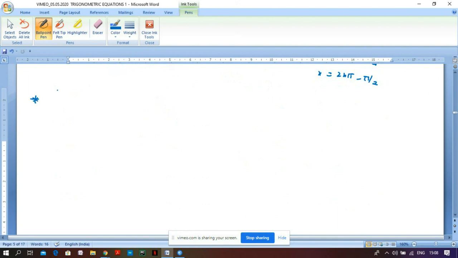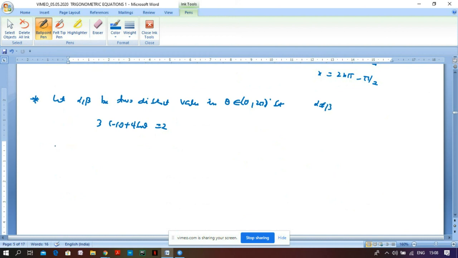Next is a little different thing. So they are saying let alpha and beta be two distinct values of theta, element of 0 to pi, such that 3 cos theta plus 4 sin theta equal to 2, and we are saying that they are distinct, means alpha is not beta, satisfying this one. Your goal is to find out sin of alpha plus beta. So you want what is sin(alpha plus beta) if alpha and beta be two distinct values of this expression.